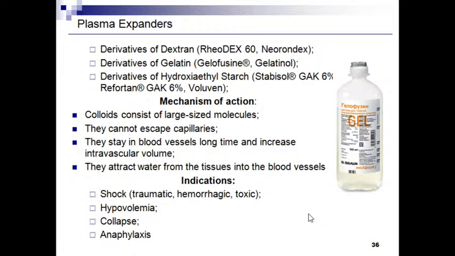Indications for transfusion of the plasma expanders are shock, for example, traumatic, hemorrhagic, or toxic variants of shock, various hypovolemic states, collapse, and anaphylaxis. Anaphylaxis is an indication, for example, for correction of pathological redistribution of blood due to liberation of biologically active substances.